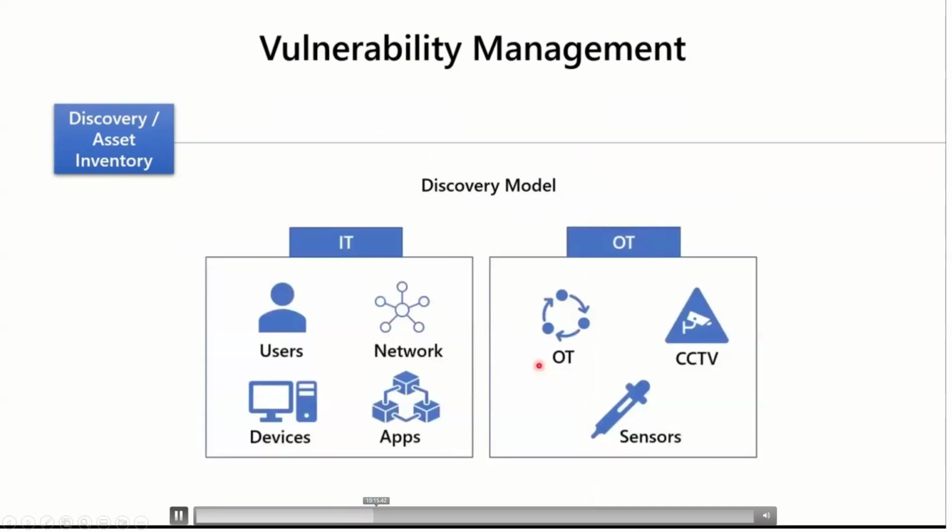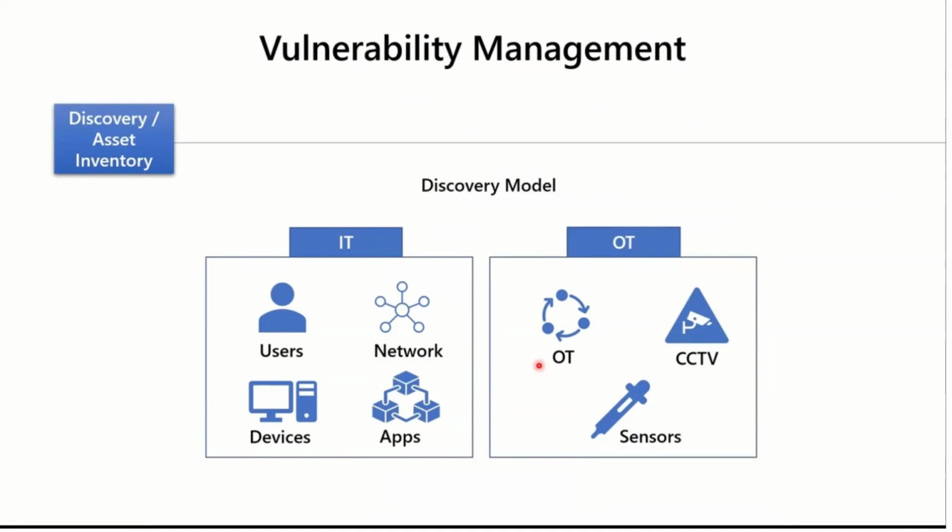Okay, then device discovery consists of two parts. It can be your IT devices, information technology devices. Users can be one of them. Then there are networks associated with information technology, certain apps and users that are using your apps, and devices present in your premises or on the cloud.